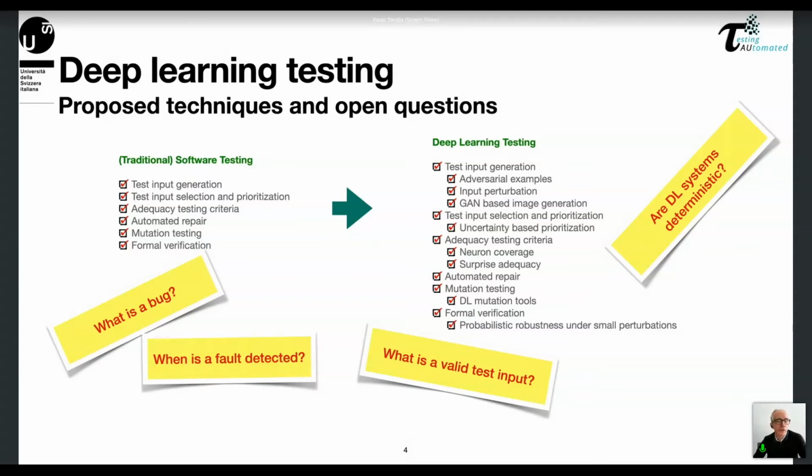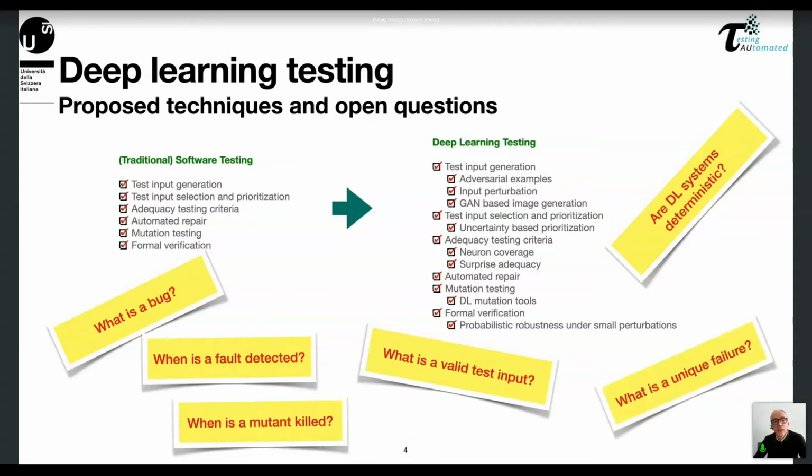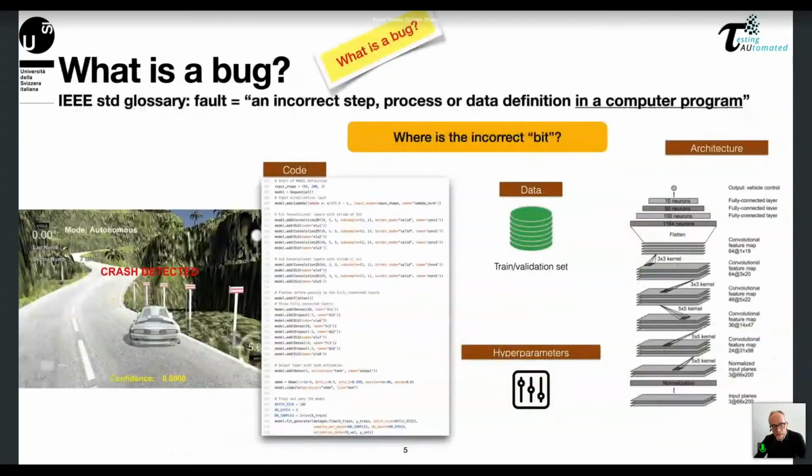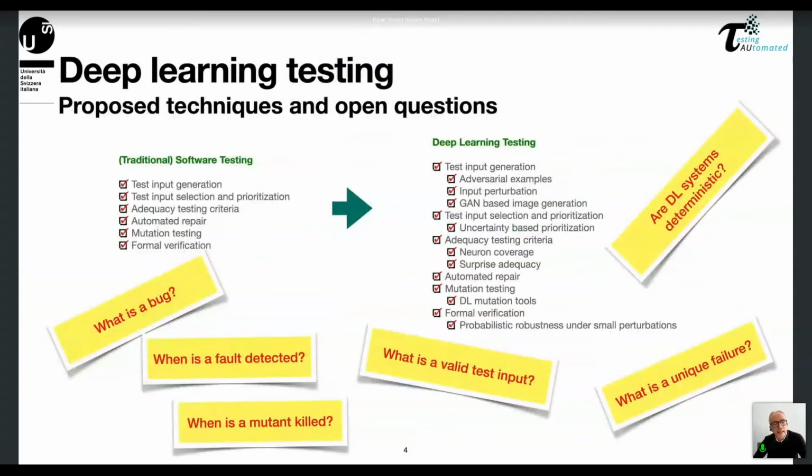When is a fault detected? That's also sort of trivial. Traditionally, but we will see it's not. Similarly, when is a mutant killed? And what is a unique failure? We observe a failure. Is it unique or have we already seen it? We will see it's not a trivial question. So I guess these are the questions that will guide my keynote in the remaining time. I will try to answer them and explain why I think some misconceptions can arise depending on the answer that you give to them.